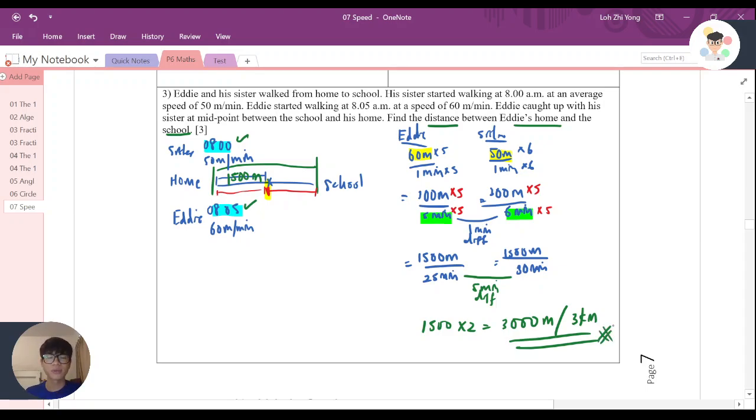Okay, so what I'm trying to do is using the concept of common numerator. Try to make it the same. Then I try to satisfy the condition where it's actually 5 minutes difference. Then I times 2 to find the total distance.